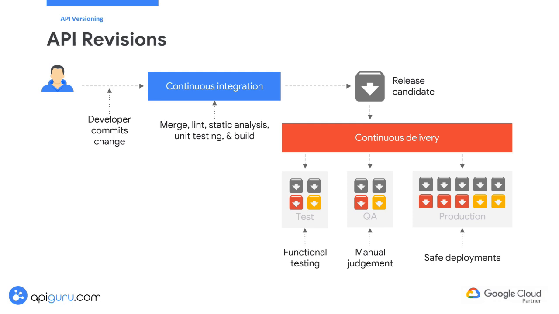Each time a developer commits a change, a new revision is created. To summarize, API versioning is crucial for managing changes and ensuring your API evolves without disrupting existing clients. Whether you choose URI versioning, query parameters, or headers, the key is consistency and keeping your documentation current. API revisions, on the other hand, refer to the different versions or updates of an API proxy or gateway configuration.